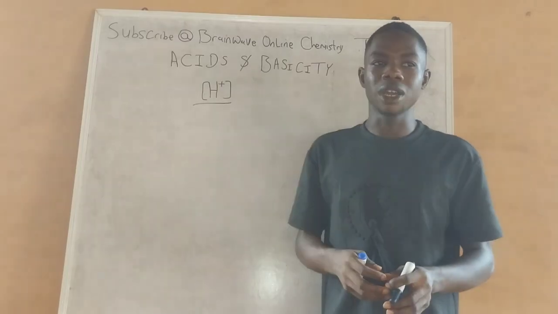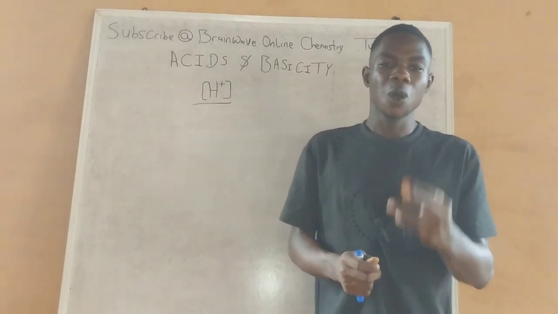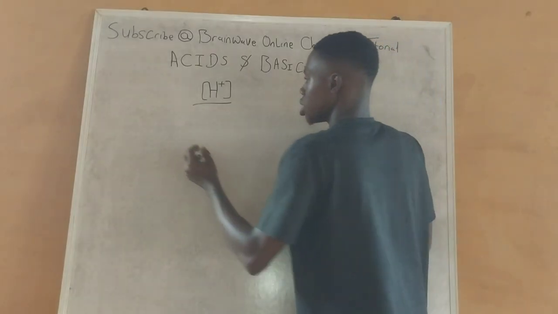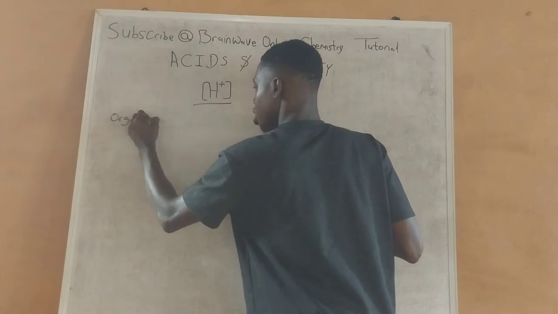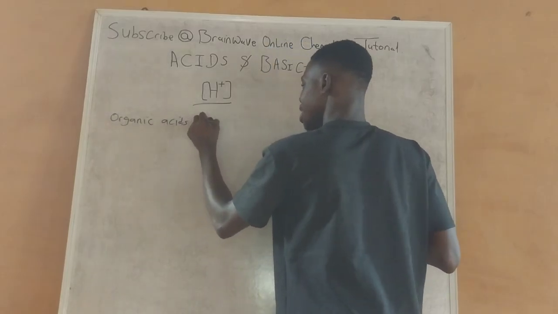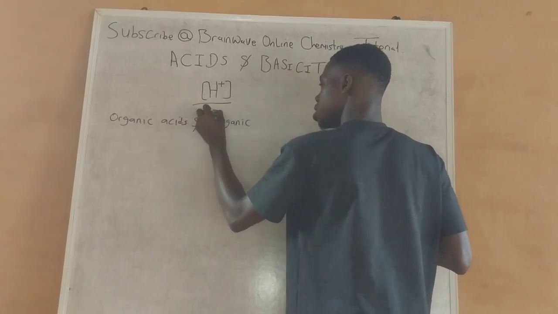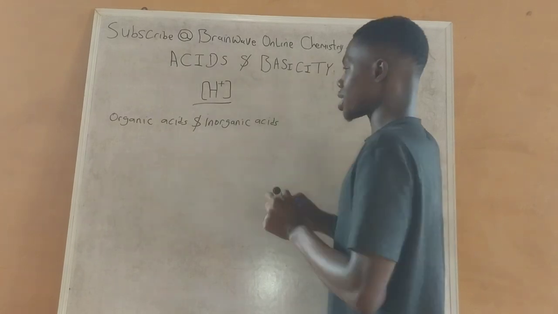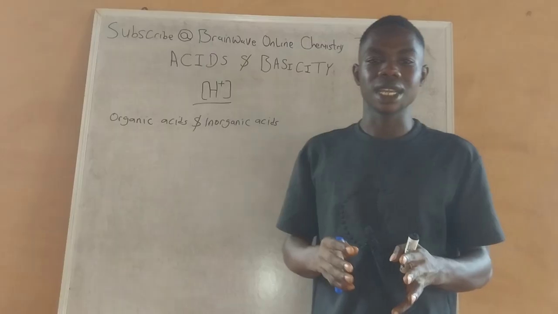Now, moving on from here, we'll be talking about the classes of acid. We have two classes of acid, which include the organic acid and the inorganic acid. So the two classes of acid that we have are the organic acid and the inorganic acid.